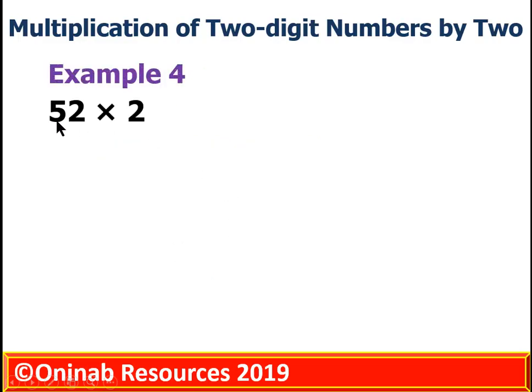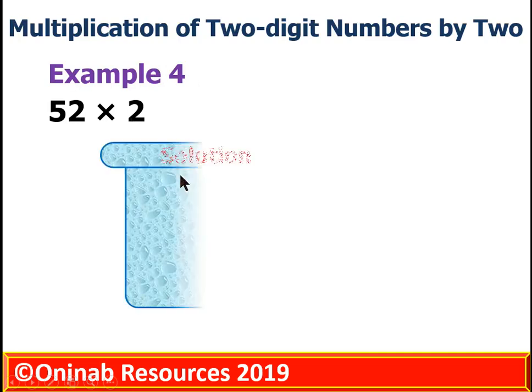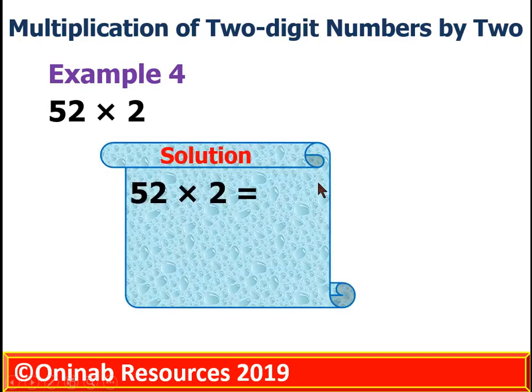For example 4, we have 52 times 2. We arrange again. 52 times 2. Then we start multiplying again using the 2 to multiply every digit. 2 times 2 gives 4. 2 times 5 gives 10. So we have our 10 here. So 52 multiplied by 2 gives 104.